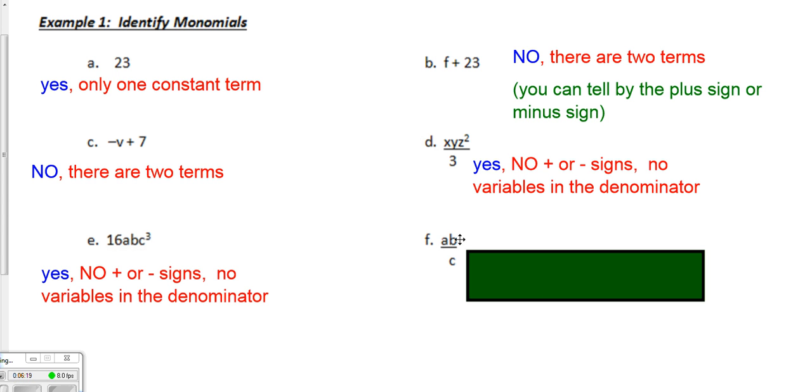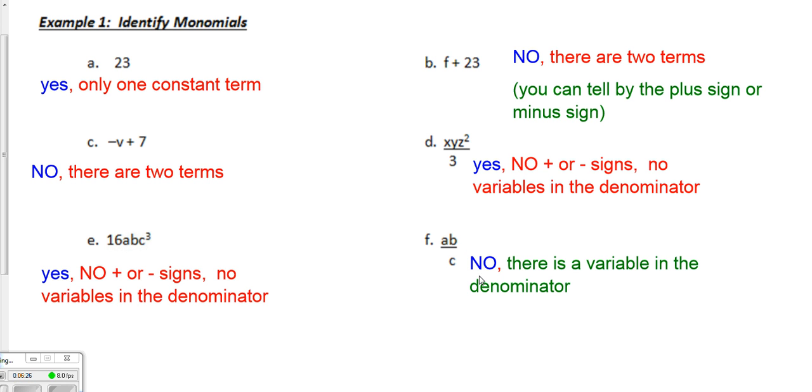For our last one, F, we have a times b, all of that then divided by c. Well, c is in the denominator for this case, so we'd say no, this is not a monomial. There is a variable in the denominator, so this one cannot be a monomial.